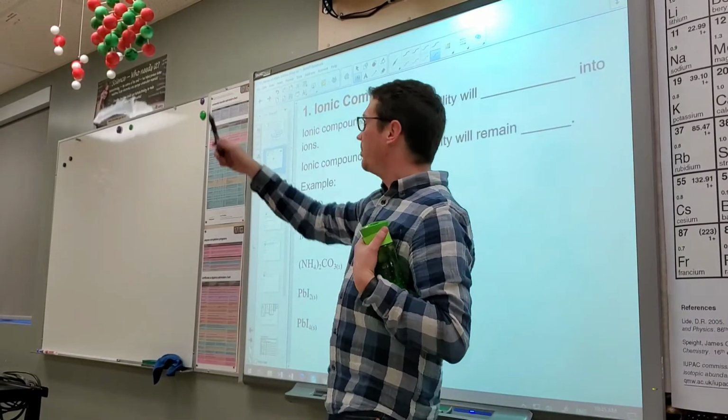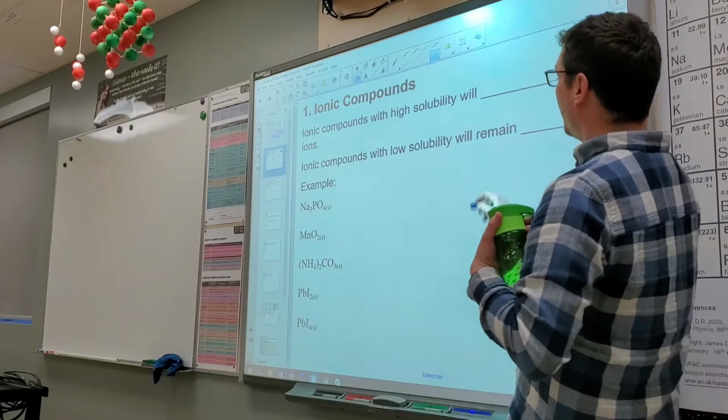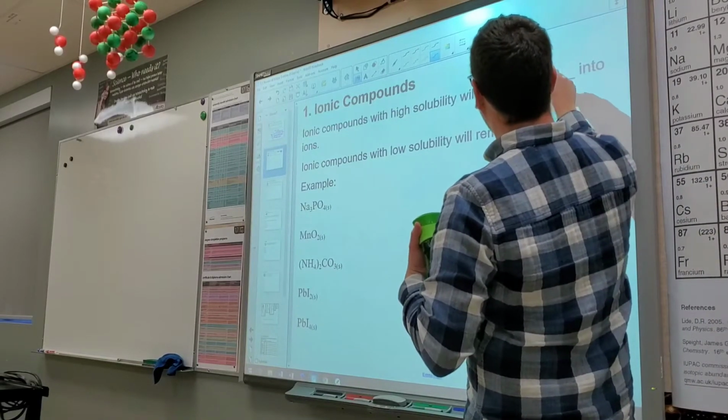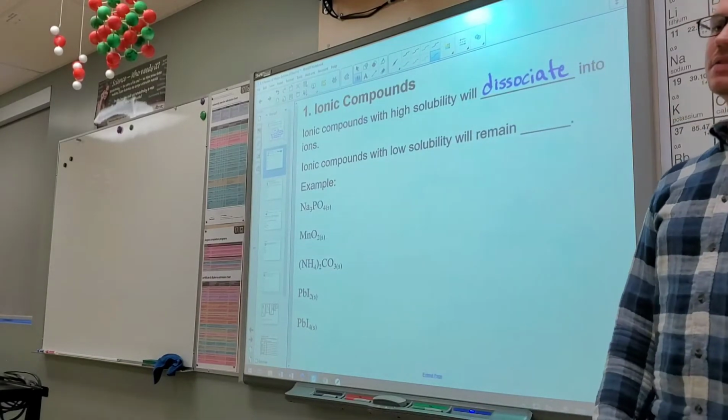This is an ionic compound. And ionic compounds with high solubility will dissociate into ions.